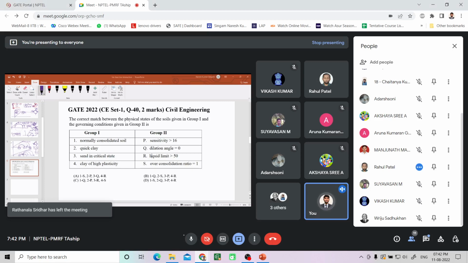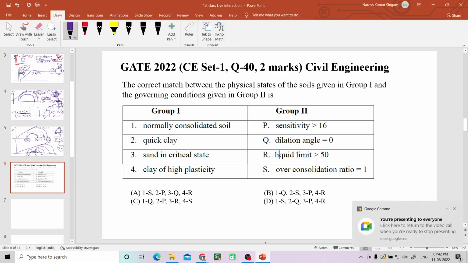Yeah, I hope problem number 1 is solved. So let us move to problem number 2. We have less time, only 20 minutes more. Problem number 2 is question number 40 in set number 1 from the GATE 2022 civil engineering paper. There are two groups given, group 1 and group 2. We have to match them.